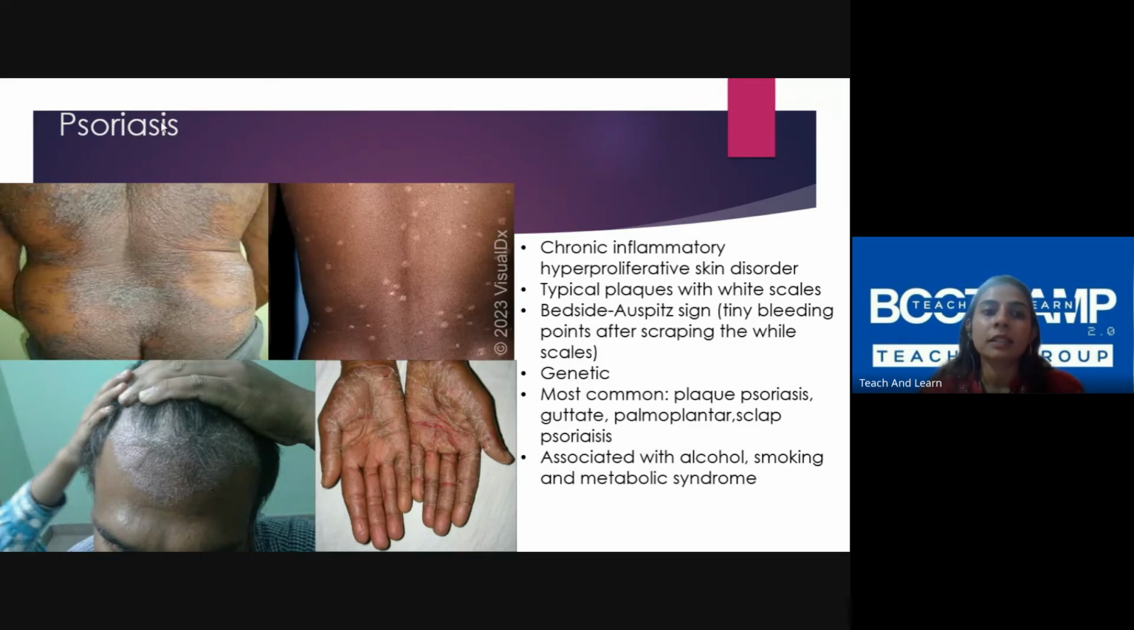Then there is a good association with alcohol and smoking. So tell them that as long as you continue smoking and drinking alcohol, this is going to worsen. So tell them that you have to stop it. Otherwise also it's going to be a chronic disorder, but this is just going to worsen it.